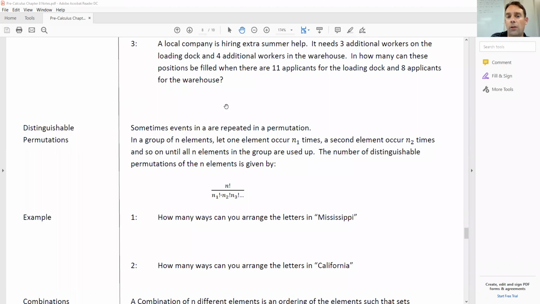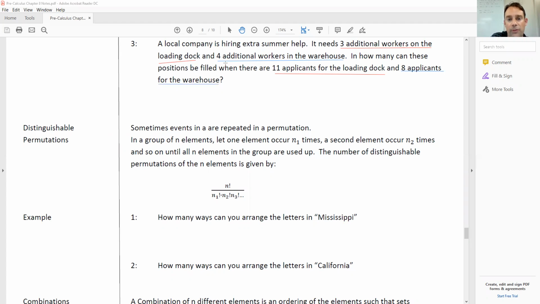There we are. A local company is hiring extra summer help. It needs 3 additional workers on the loading dock and 4 additional workers in the warehouse. How many ways can the positions be filled when there are 11 applicants for the loading dock and 8 applicants for the warehouse? Go ahead and pause the video and see what you guys can do with that. All right, so let's see here. I have 3 workers that I want for the loading dock, and altogether I had 11 applicants. I wanted 4 workers in the warehouse, and altogether I had 8 applicants.